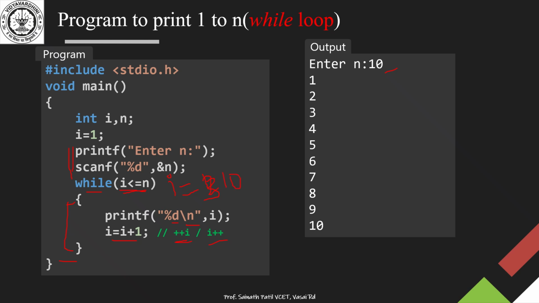When i is equal to n and n is 10, i is less than or equal to n, it is equal to 10, so 10 will be printed. Then i is equal to i plus 1, i becomes 11. So 11 is not less than 10, or n. It is greater. So it will come out of the loop and come out of the program.